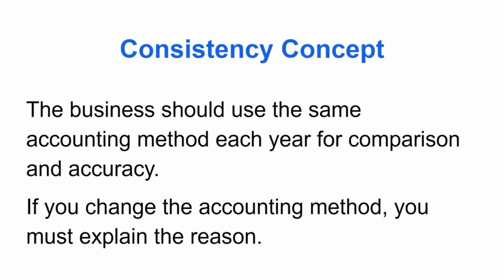Consistency concept. The business should use the same accounting method each year for comparison and accuracy. If you change the accounting method, you must explain the reason. According to this concept, the business must follow the same accounting principles, such as for depreciation. There are different methods in depreciation. We can't use the straight line method in one year and the reducing balance method in the next year. It does not help us to compare our accounting system. So we need to follow the same accounting principles every year.